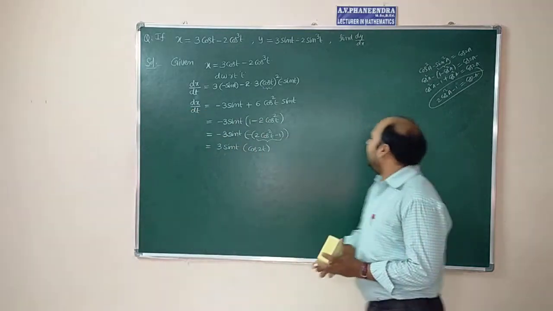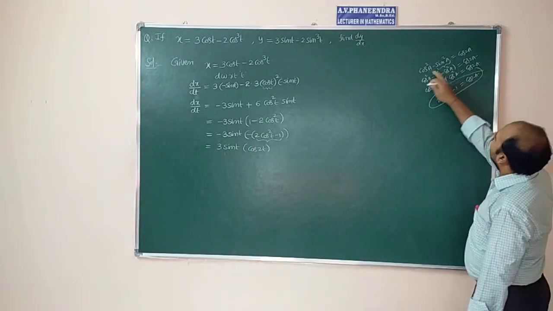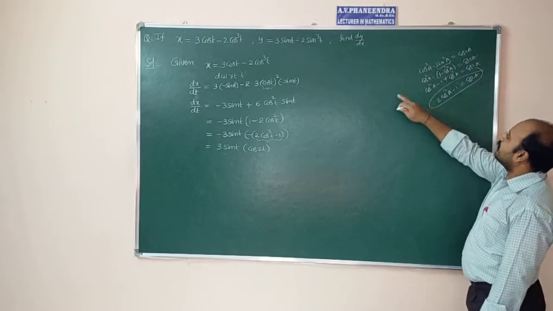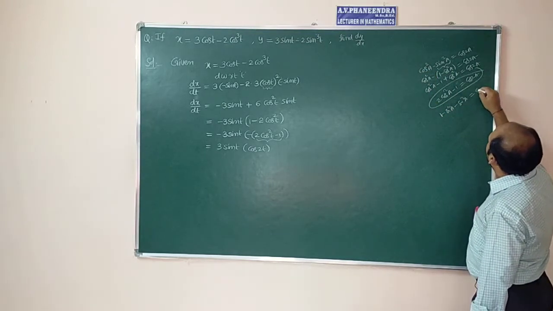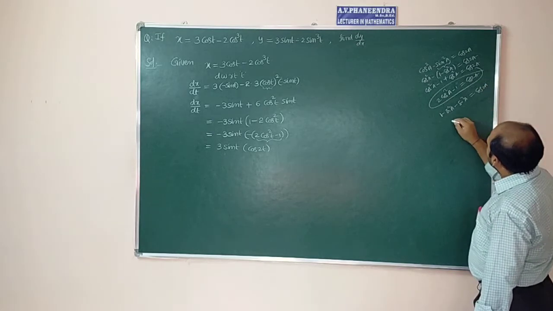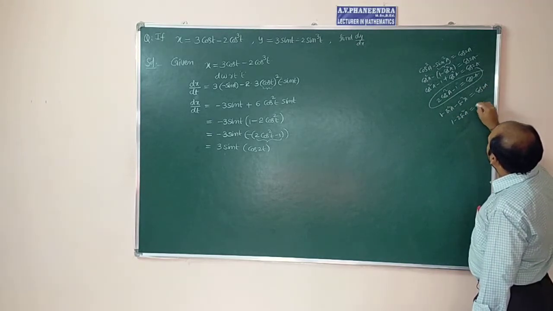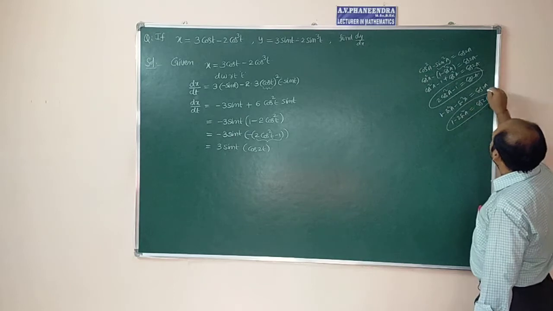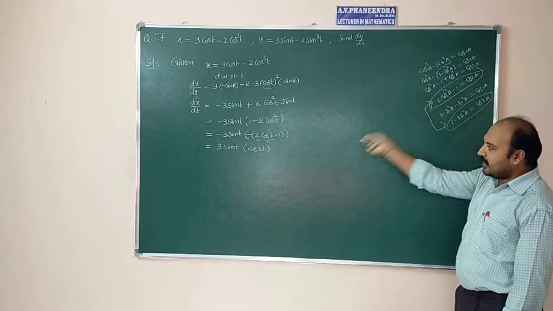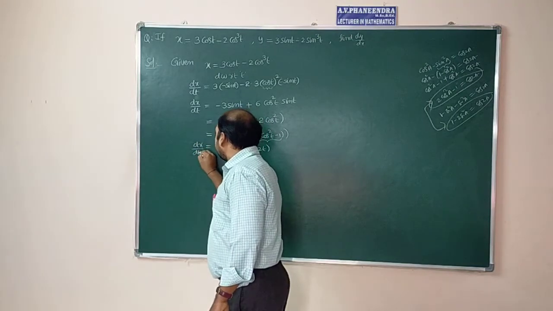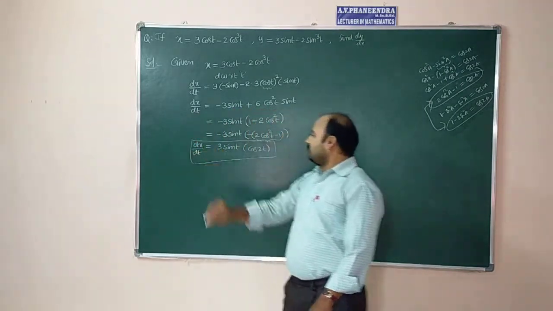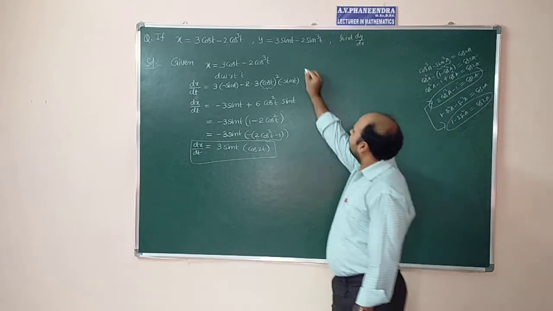Similarly, in terms of sin, wherever cos square a is there, replace it with 1 minus sin square a. So 1 minus sin square a minus sin square a is equal to cos 2a, which is 1 minus 2 sin square a is equal to cos 2a. You remember that these two are very important. We are going to apply them here. So dx by dt, we got it as 3 sin t into cos 2t.